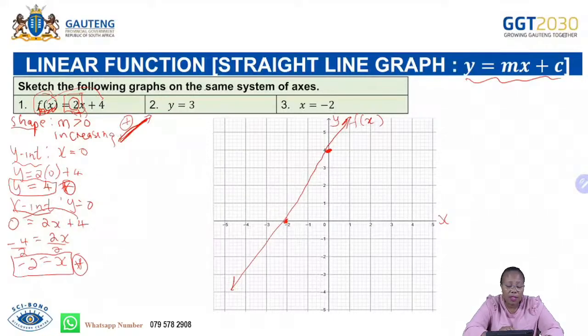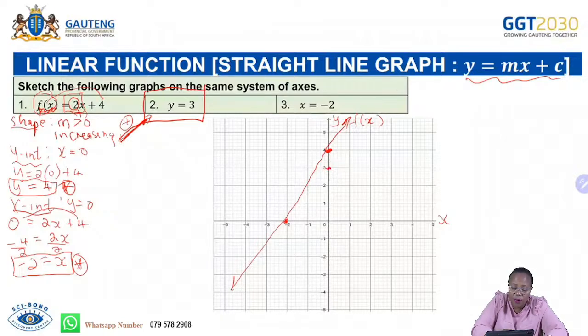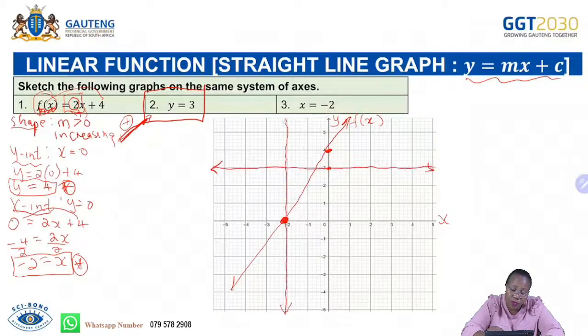Correct, Rachel? And then with number 2, now you are sketching the graph y equal to 3. At y equals 3, you are drawing a line. Therefore, it will be a horizontal line passing at 3 continuously to both sides. And then if it's x equal to minus 2, that means it will be cutting at minus 2. It is a vertical line that is passing through minus 2. Can you see, grade 12? Those are the lines expected to be able to sketch on your straight line graphs.